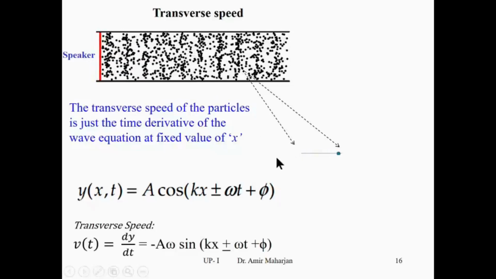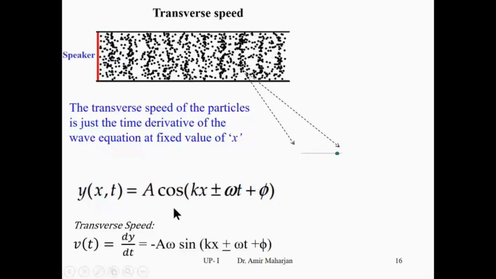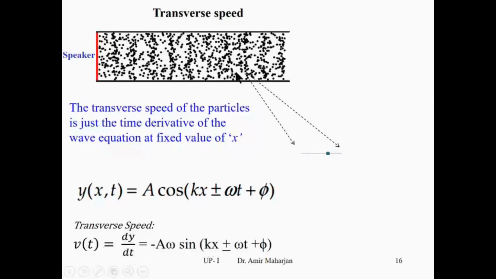So how do you find the transverse speed of the particle, not the wave, but each particle? Just take the wave function for the given wave and take the time derivative of this, and that's going to give you the transverse speed of the particle.